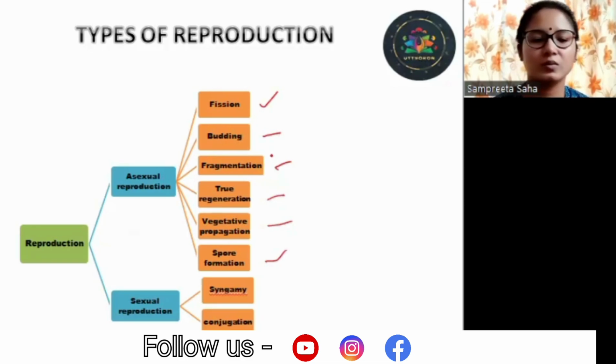So what is asexual reproduction? In case of asexual reproduction, offsprings are formed from a single parent without the involvement of gametes or fertilization. So in the process of asexual reproduction, there is only one parent participating, and there is no fertilization observed. But in case of sexual reproduction, the story is exactly opposite. We see there are gametes, two sex cells fuse and give rise to a new individual. So sexual reproduction is of two types, syngamy and conjugation.